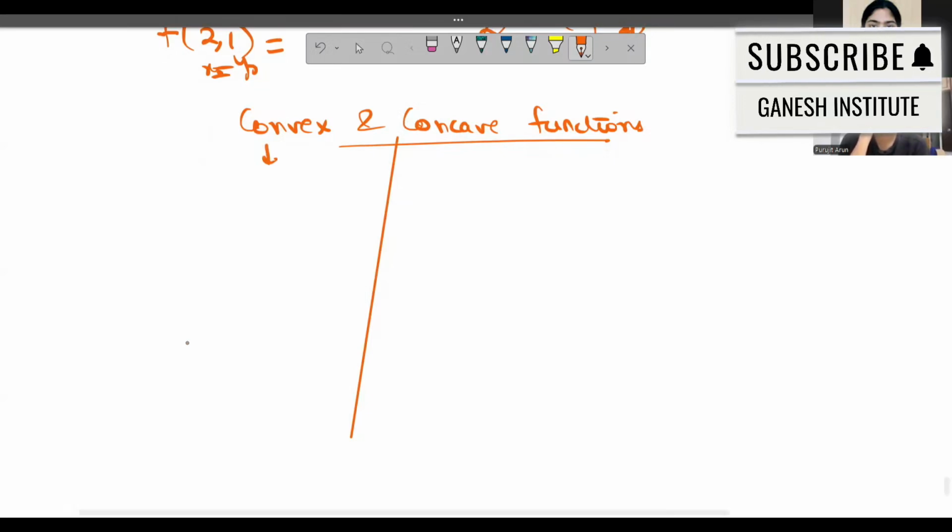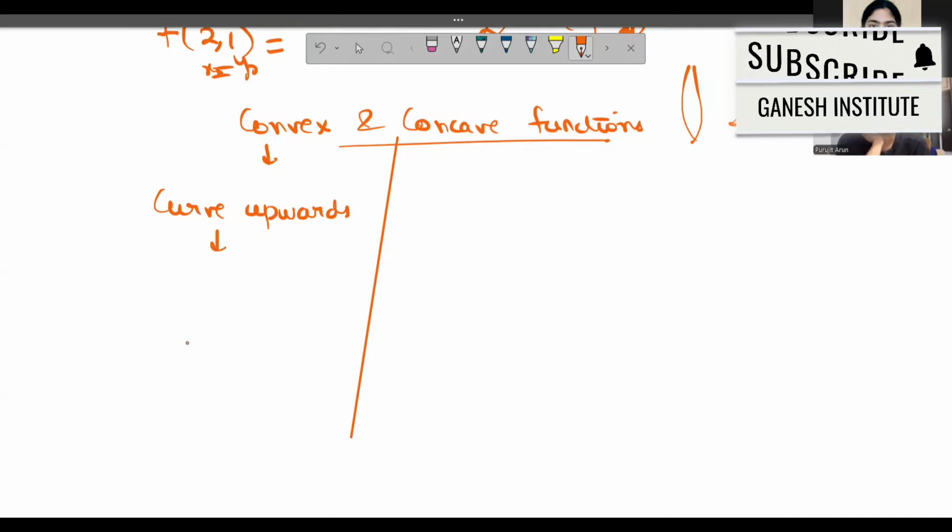Right. Do you remember the ray diagram from your lower classes, convex and concave lens, mirror? So, inspired by how the curvature looks, we have given these functions their names. If the curve is upwards, that means if you take any point on the curve and make a tangent.